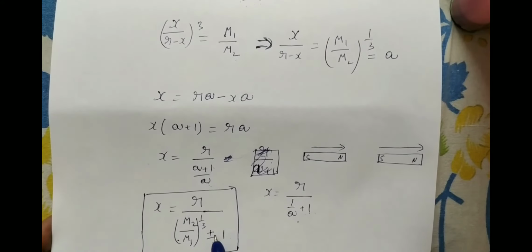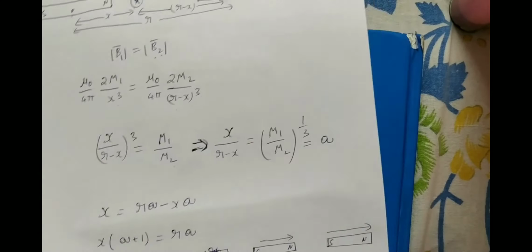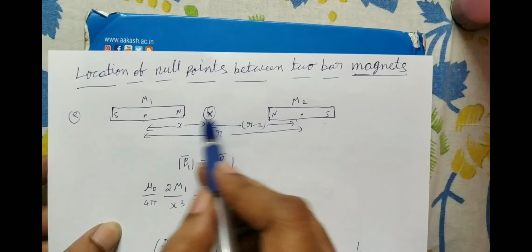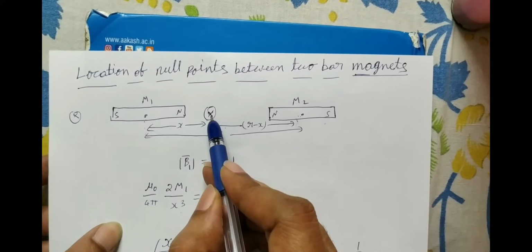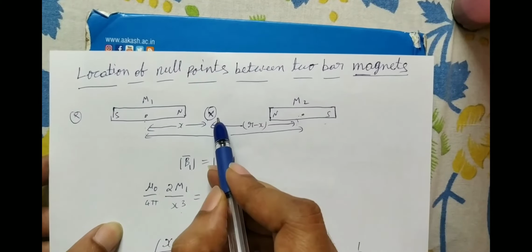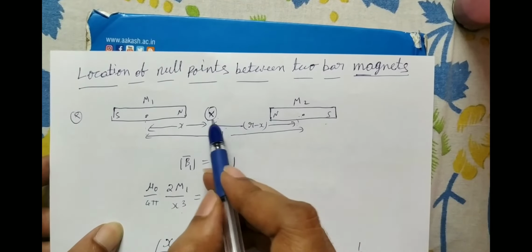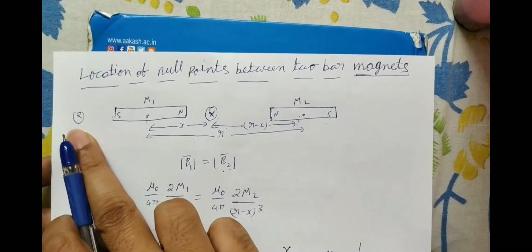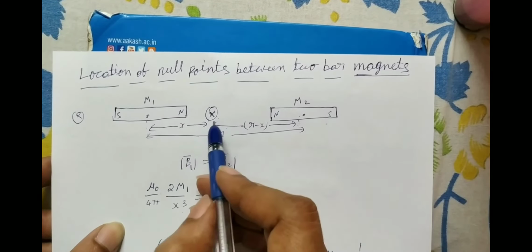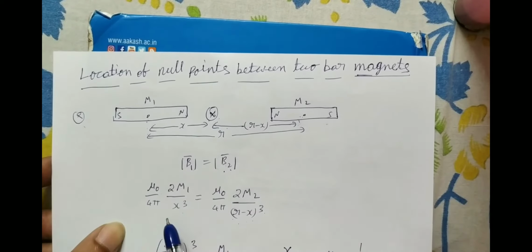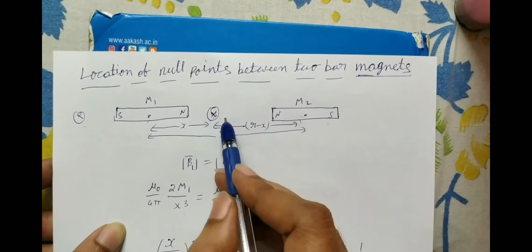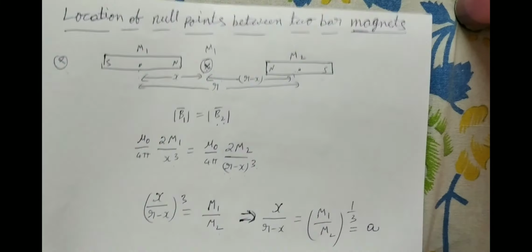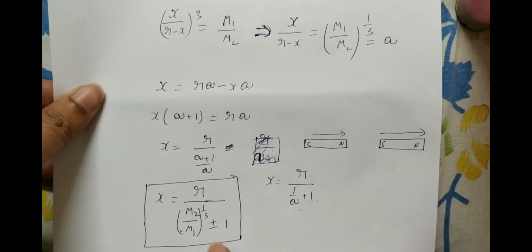And when do you use plus and when minus? For the same case, with two north poles facing each other, or two south poles facing each other, you get a null point between the magnets. In the same case, you also get one null point outside simultaneously. So for this case we get two null points, one between the magnets and the other outside the magnets. If you want the null point between the magnets, use plus, and if you want the one outside, you get minus.